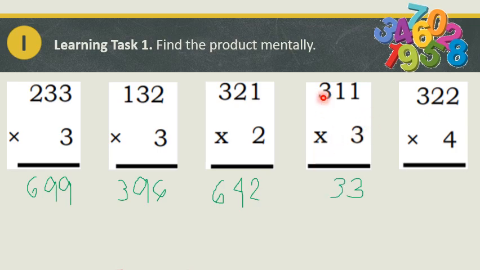Then, yung huli, 3 times 3 is 9. Okay? Then, next, itong last natin. So, ganun ulit, unahin yung nasa kanan. So, 4 times 2 is 8. Then, 4 times 2 is 8. Then, yung last natin is 4 times 3 is 12. So, hindi na tayo pwede mag-carry kasi wala namang sunod na number. So, ibaba na natin siya. Okay? So, yun po yung sa learning task 1.